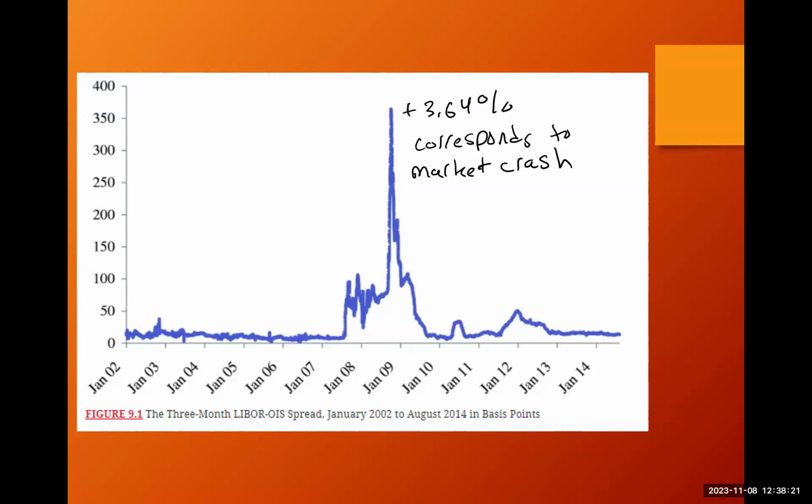One of the things to note about these interest rates is that you can use them to denote when there is market stress.